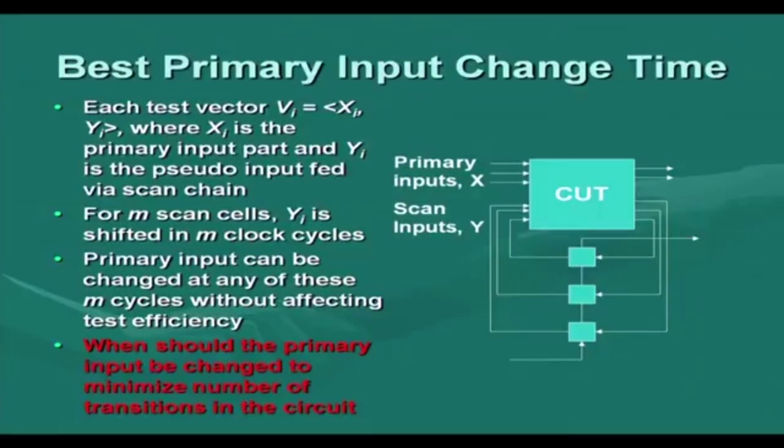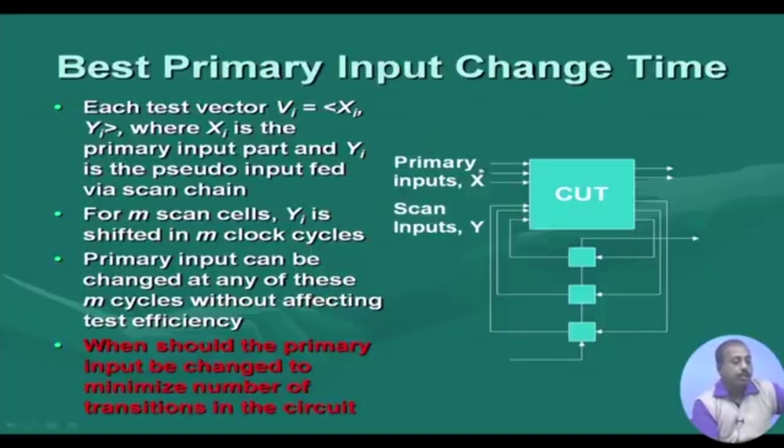Next one is, when are we going to change the primary input? As I was telling, every test pattern has a number of primary inputs and a number of scan inputs, the pseudo primary inputs, in a scan environment. These scan inputs are fed in a serial fashion through the scan chain. Now, when do we apply this test pattern? We can go to the launch and capture cycle only when this entire shifting has been done.